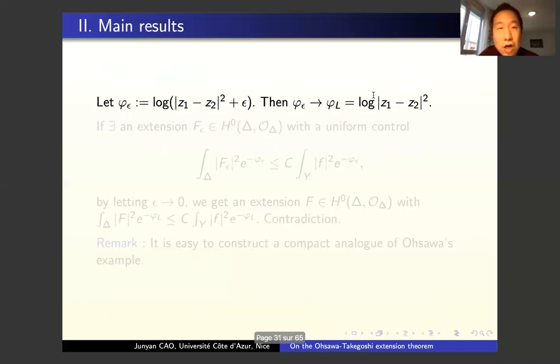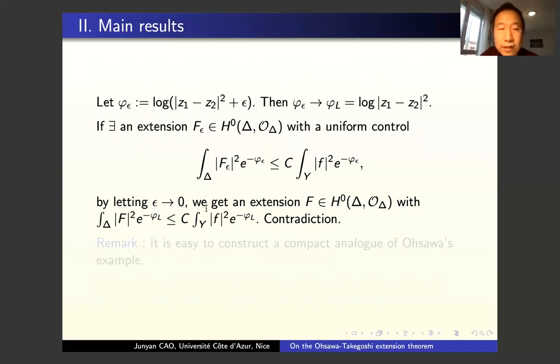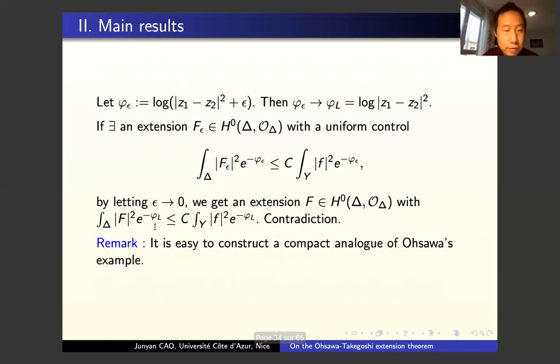If you don't like the singular metric, we can also take a smooth approximation of this singular metric. In this case, if we can find a holomorphic extension with a uniform control on its L2 norm, then by letting epsilon tend to infinity, that will imply that for the limit, its L2 norm is bounded. So it contradicts Ohsawa's example. And also, I would like to remark that it's easy to construct a global version of Ohsawa's example by tensoring some ample line bundle.